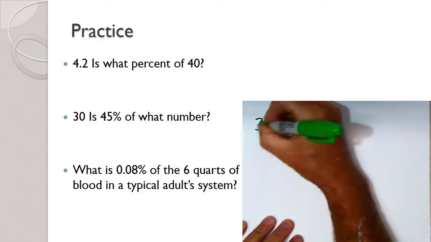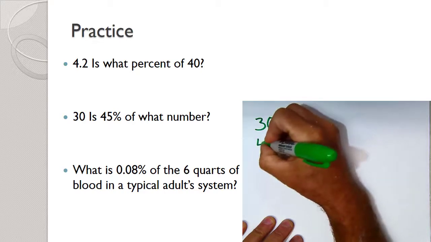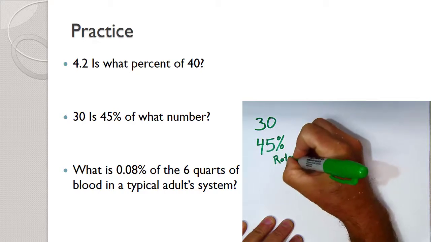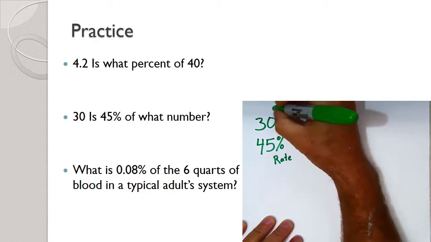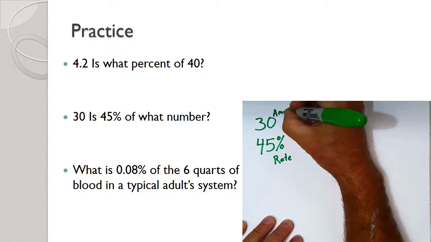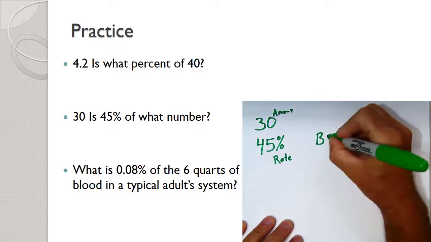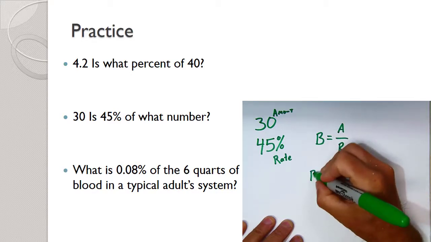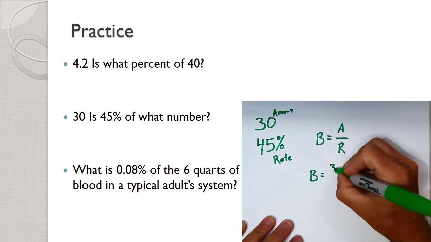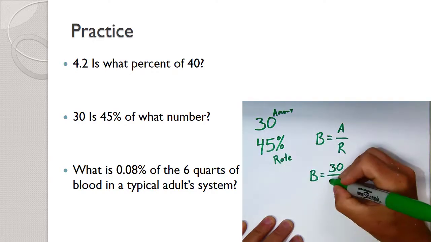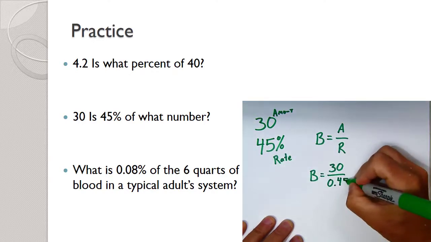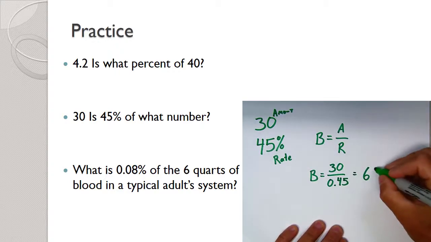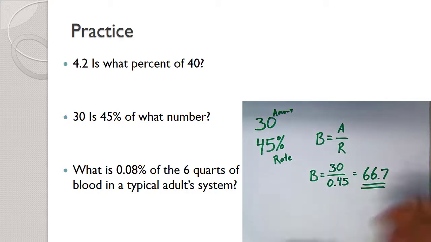30 is 45% of what number? Well, we're given the 30 and the 45%, and clearly 45% is our rate. Is 30 the whole thing? No, it's less than half of the whole thing, so that must be our amount. And so our base is amount divided by rate. In our case, that means the base is going to be 30 divided by the rate, which is 0.45 in decimal form. And that turns out to be about 66.7. And that answers our second one.